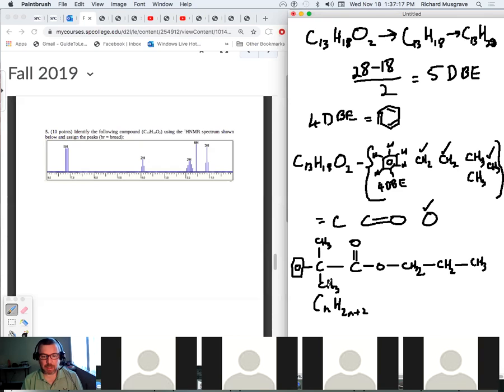So the aromatic ring has to go on an end because it's only got one join point, and that pretty much leaves us with that structure. Does anybody have any questions?